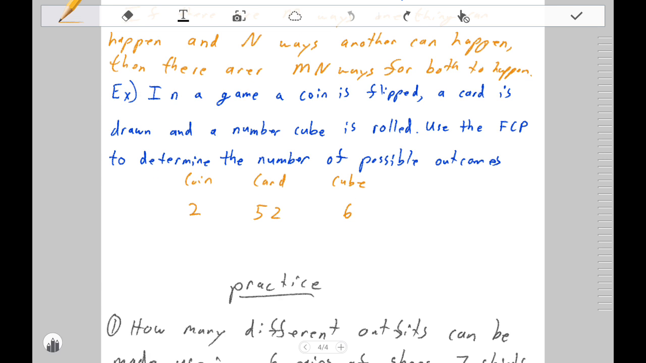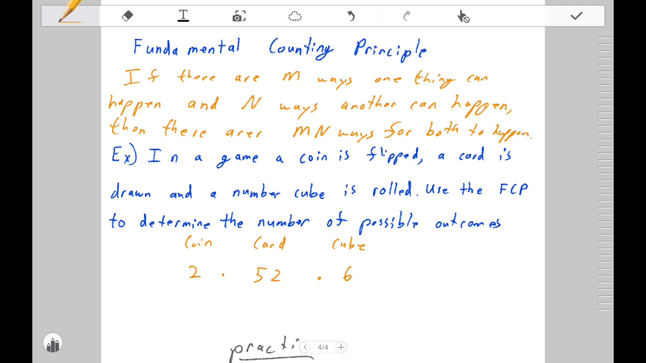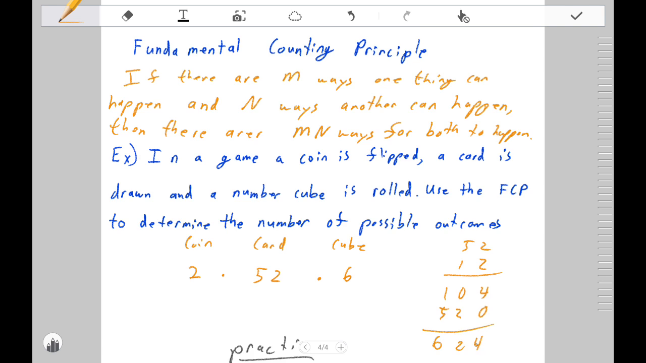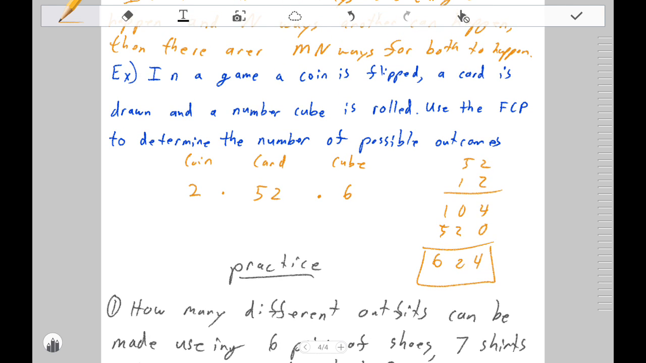So there's 2 possible outcomes for the coin, there's 52 possible outcomes for the card, and then there's 6 possible outcomes for the cube. So I'm going to multiply these 3 numbers together because that's what the fundamental counting principle is asking us to do. So there's 2 ways that this event can occur, 52 ways that something could happen here, and 6 ways that something could happen here. So the fundamental counting principle says if I'm going to put all 3 of them together, there are 2 times 6 times 52 ways. So 52 times 6 times 2 is 624. There are 624 possible outcomes here.